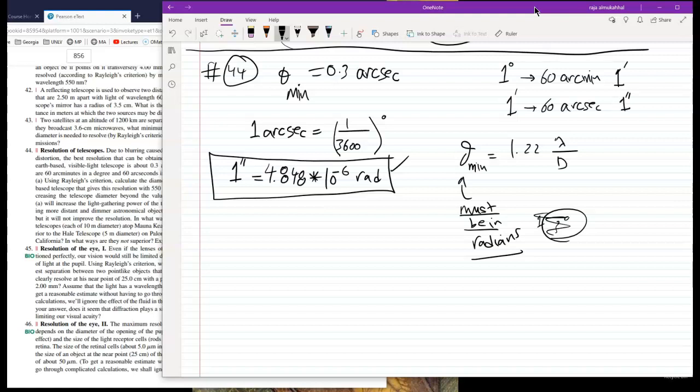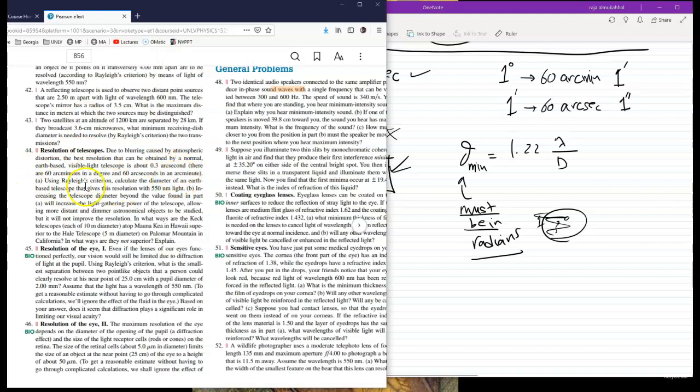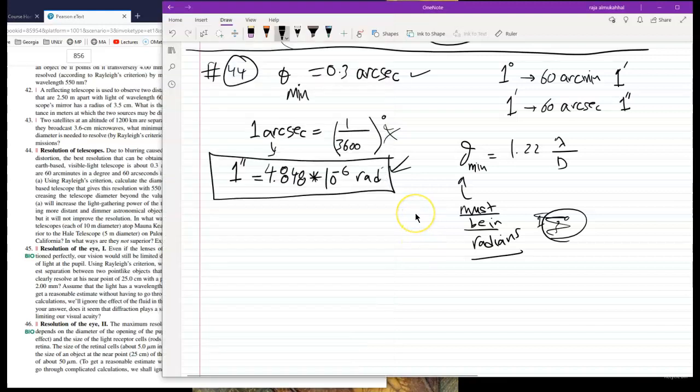So 1 arc second is equal to that. This is not important, really. This is what's important right here. Okay, so this is what's given to us. And then also he said, what? Using Rayleigh criterion, calculate the diameter, so he wants to know the diameter, which is basically big D. Here's the formula. This is given to us, this is what he wants, and this is given to us.